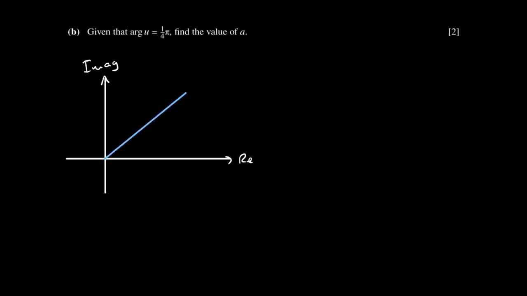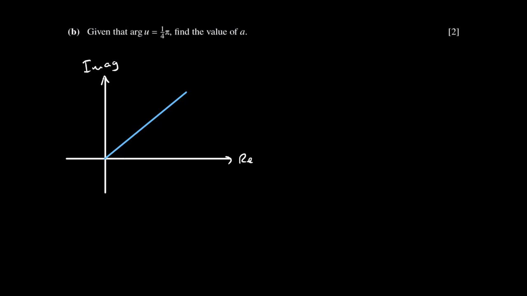Okay, then part B of this question: given that the argument of u is equal to pi by 4, we want to find the value of a. Well, I think it's maybe helpful just to quickly visualize what's going on. If we've got an Argand diagram like this, where hopefully you remember that the x-axis is the real axis and the y-axis is the imaginary axis, then if we've got a complex number with an argument of pi by 4, the argument is the angle that the complex number makes with the positive real axis. In other words, it's that angle there.